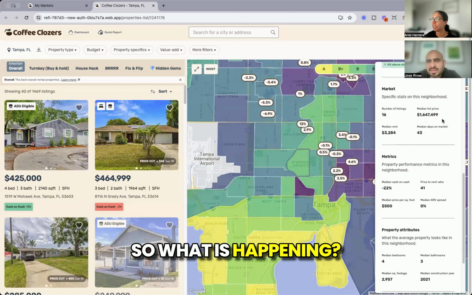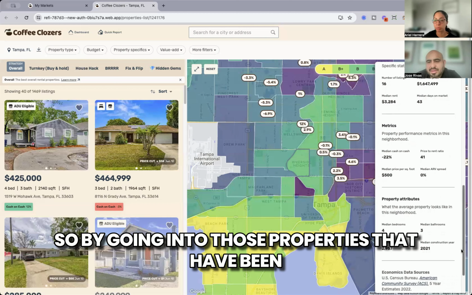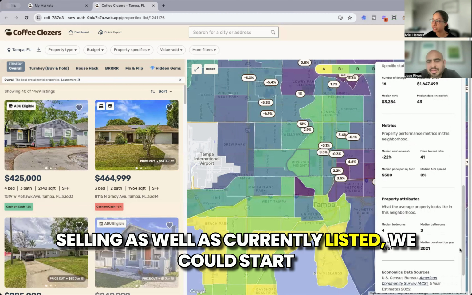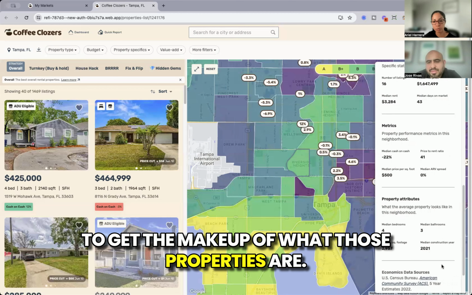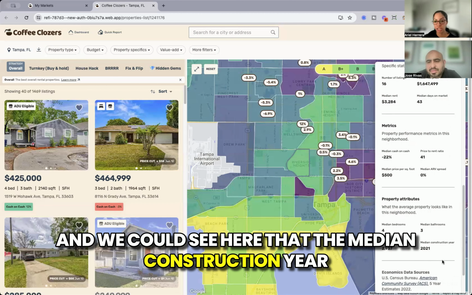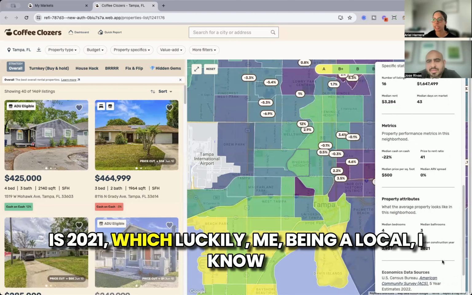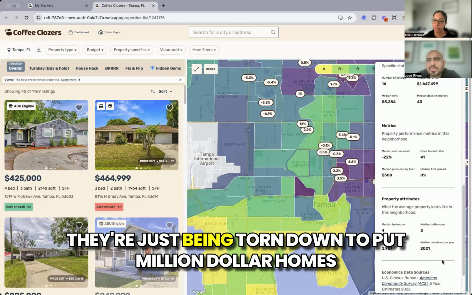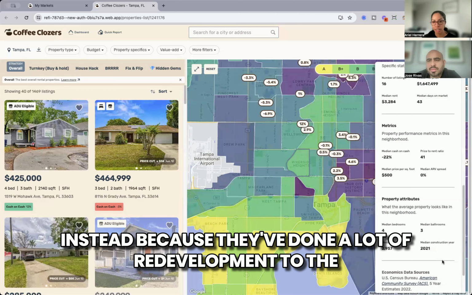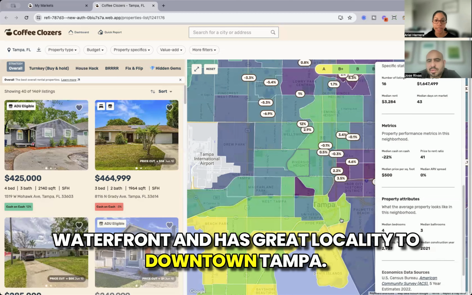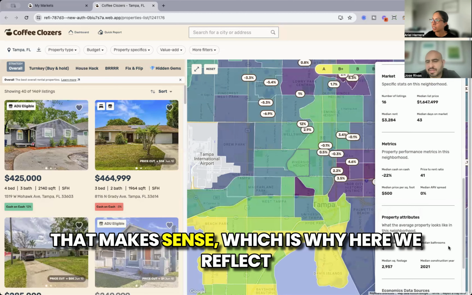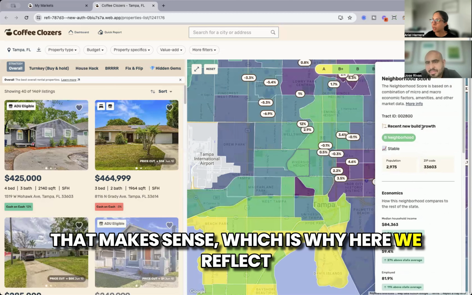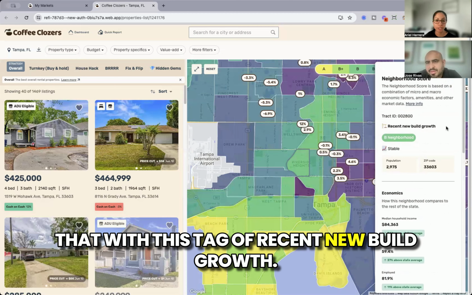So what is happening? By going into those properties that have been selling as well as currently listed, we could start to get the makeup of what those properties are. We could see here that the median construction year is 2021, which luckily, me being a local, I know that this area has a lot of 1940s bungalows, and they're just being torn down to put $1 million homes instead, because they've done a lot of redevelopment to the waterfront and it has great locality to downtown Tampa. That makes sense. Which is why here we reflect that with this tag of recent new build growth.